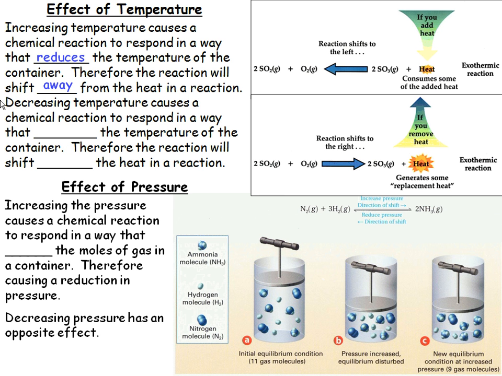Now, in this reaction, the heat term happens to be on the right-hand side of the equation. So on the first picture there, it says if you're adding heat, the reaction will shift away from the heat, so it's going to shift to the left-hand side, away from the heat. Or decreasing the temperature, where you're removing the heat, will cause the reaction to respond in a way that increases the temperature of the container, and therefore the reaction is always going to shift towards wherever the heat term is in the reaction.